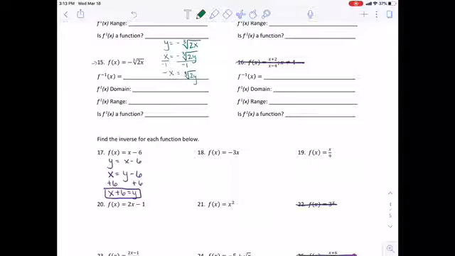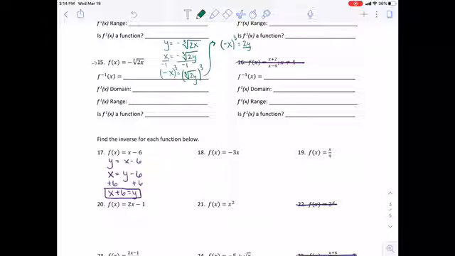Now, I can't touch anything that's inside of that root until the root's gone, which means now I need to get rid of the third root. I can do that by raising it to the third power. And if I do it to one side, I do it to the other side. So this problem becomes negative x to the third power equals 2y. Please notice how my negative x is in parentheses before I raised it to the third power. I have to have those parentheses there to show that that third power applies to both the x and the negative.